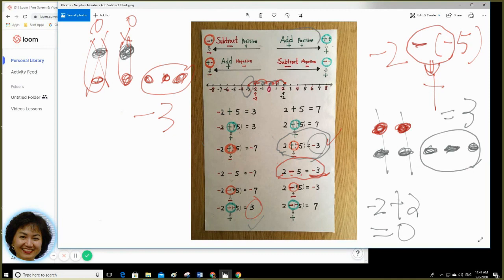Now, 2 subtract a negative. Subtracting a negative becomes adding. So 2 subtract a negative 7: this one subtract and the negative becomes adding. So this becomes 9. Okay, so 2 plus 7 is 9. That's our lesson.